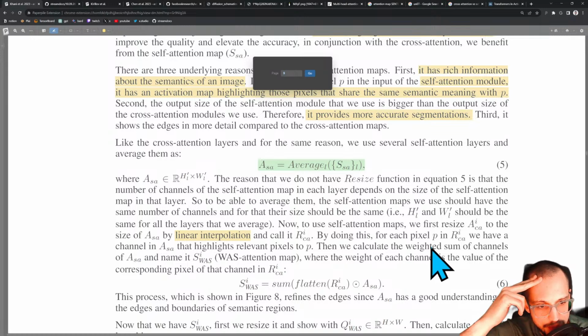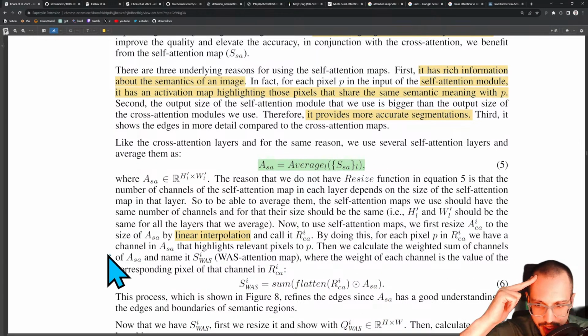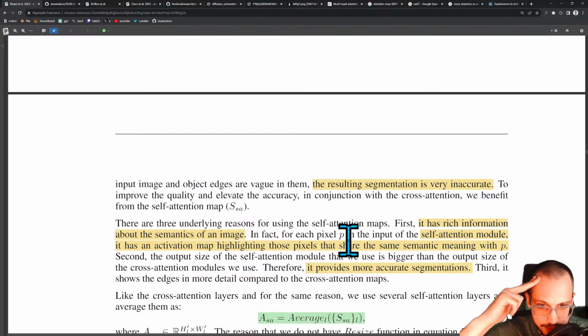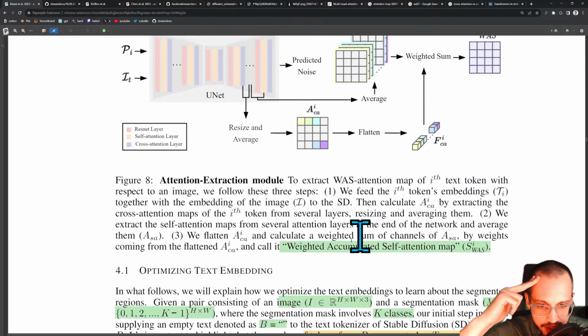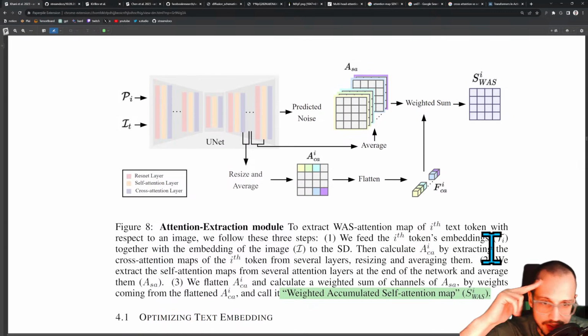By doing this, for each pixel P in RICA, we have a channel ASA that highlights the relevant pixels in P. Then we calculate the weighted sum of channels ASA and name it SIWAS, the WAS attention map, which I think they define up here. Yeah, weighted accumulated self-attention map. Okay, now we know kind of what they're doing, so we can go into this figure and extract some information from it.